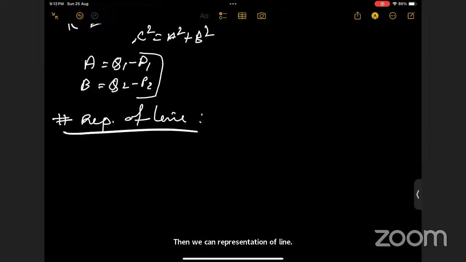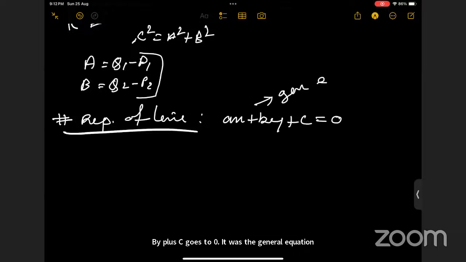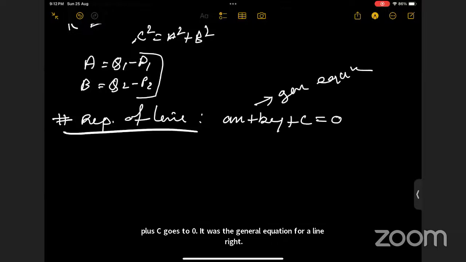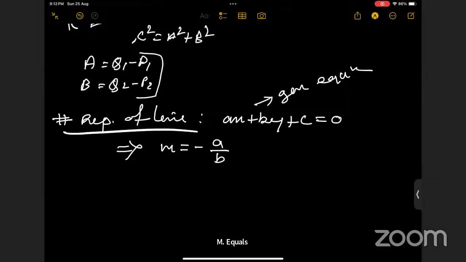We know what the general equation for a line was, right? Ax plus by plus c equals 0. It was the general equation for a line. And what was the slope? m equals minus a by b. It was the slope.